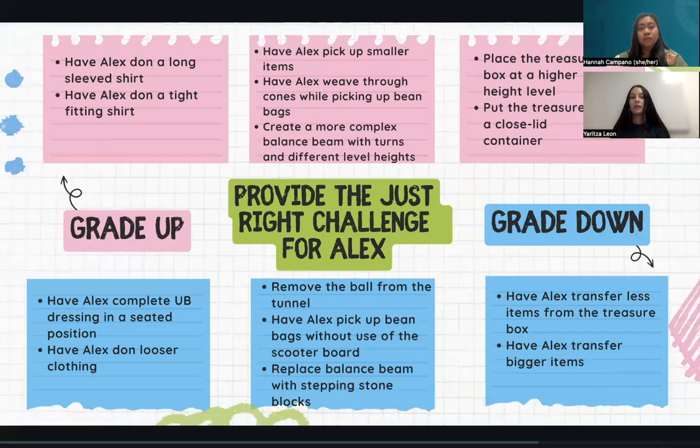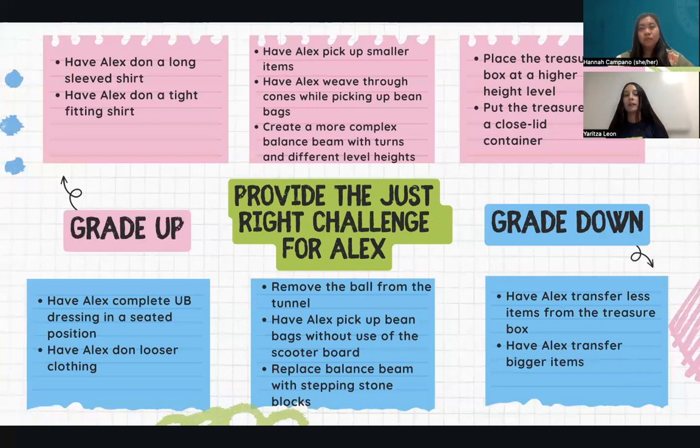Okay, so now that you've seen our intervention, these are some ways to grade up and grade down the activities that were in the intervention. So for upper body dressing, to make this activity a little more difficult on Alex, we can have him don a long sleeve shirt instead of a short sleeve. You can also have him don a tighter fitting shirt, as this is going to make it a little more difficult. To make it a bit easier, we can have him complete upper body dressing while in a seated position, as this requires less balance. And we can also have him don a looser shirt or clothing.